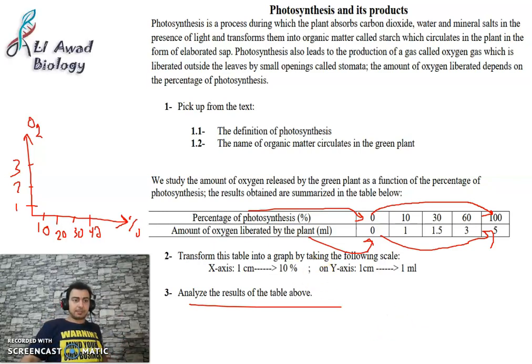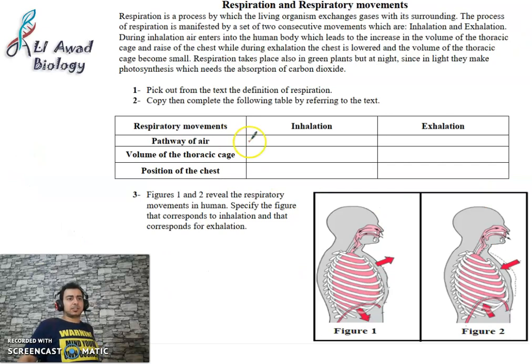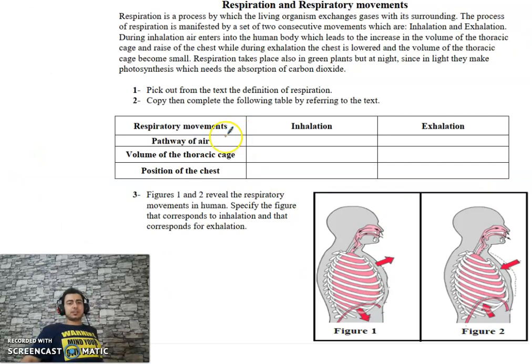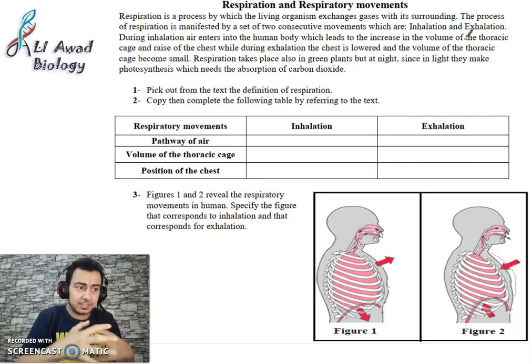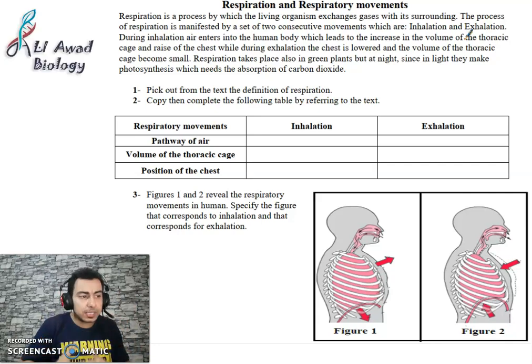Okay? طيب. This is the second question. Let's move now to the third question, which is respiration and respiratory movements. Respiration is a process by which the living organism exchanges gases with its surrounding. الكائن الحي بيتبادل الغازات مع البيئة المحيطة فيه. The process of respiration is manifested by a set of two consecutive movements: inhalation, exhalation. Okay?